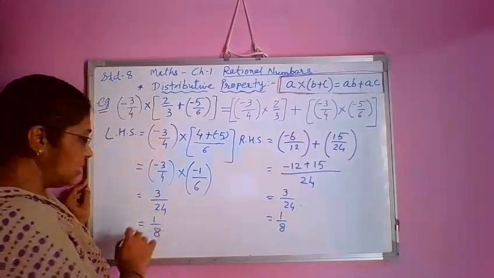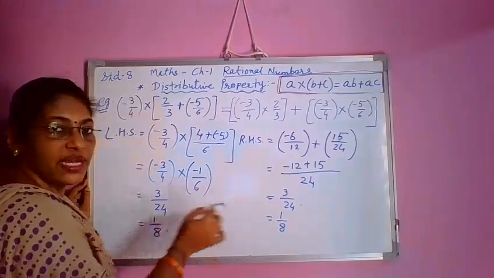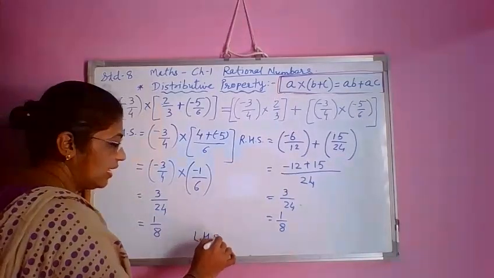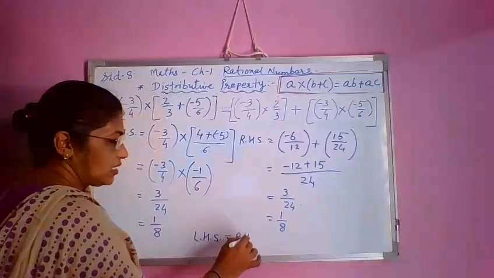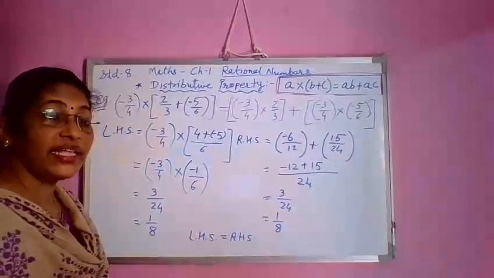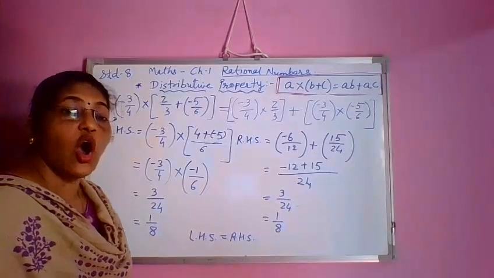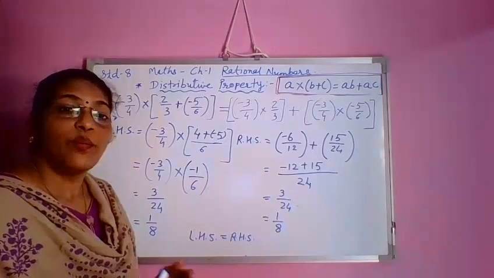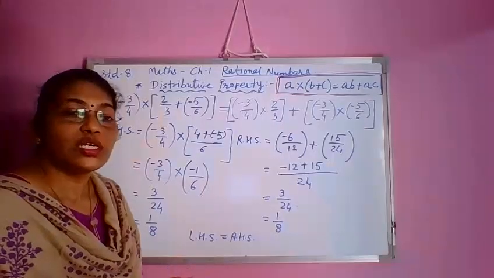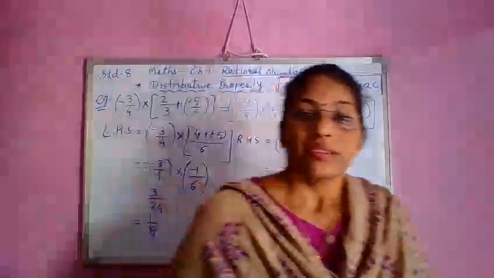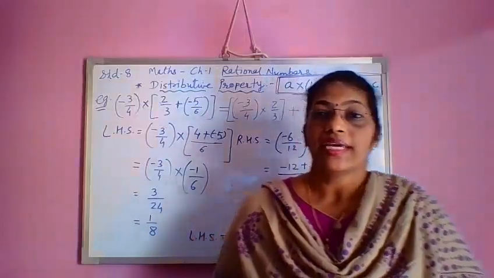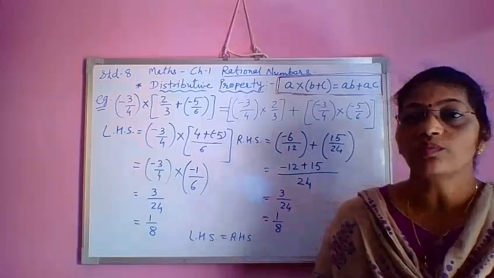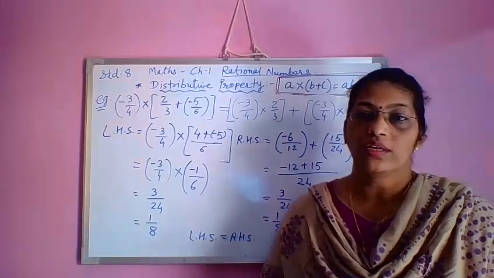So children, now see both the answers, the left hand side answer and the right hand side answer. Here we have proved that LHS is equal to RHS. Hence it is verified that distribution of multiplication over addition is possible for rational numbers. In the same way you can take another example and verify the distributive property of rational numbers.